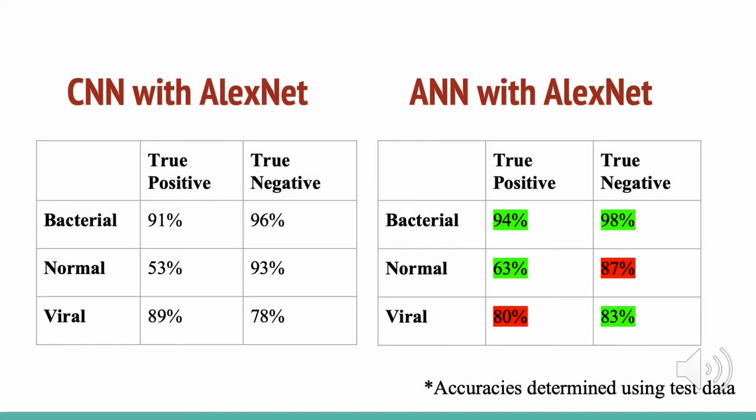We also compared our ANN classifier for 3 classes against the CNN classifier for 3 classes. And when we compared the confusion matrices, we found that the ANN classifier was able to predict the normal images with a 10% increase over the CNN classifier, from 53% to 63%, as well as many other accuracy percentages being up, even though the overall accuracy of the ANN classifier was slightly less than the CNN classifier.